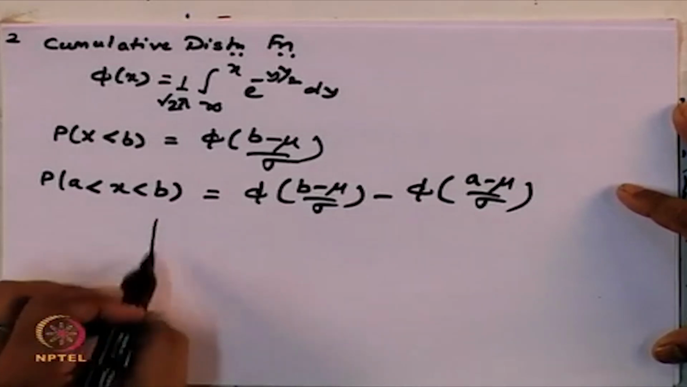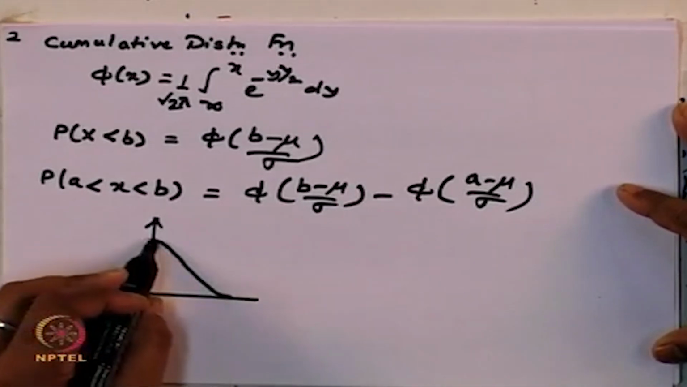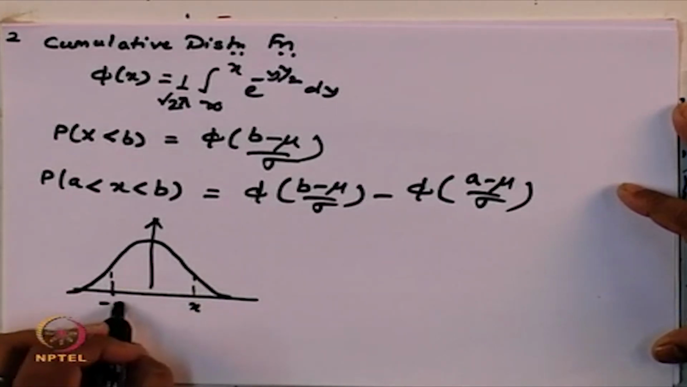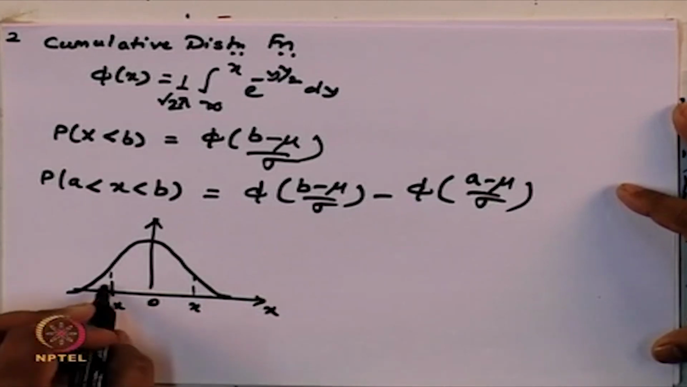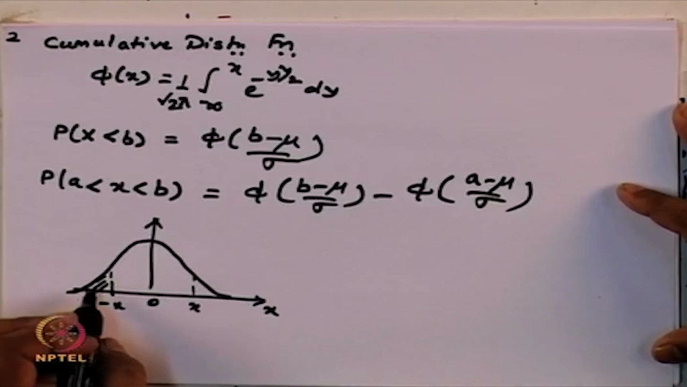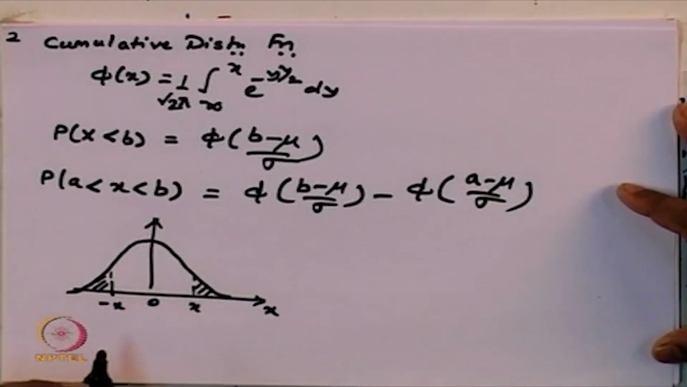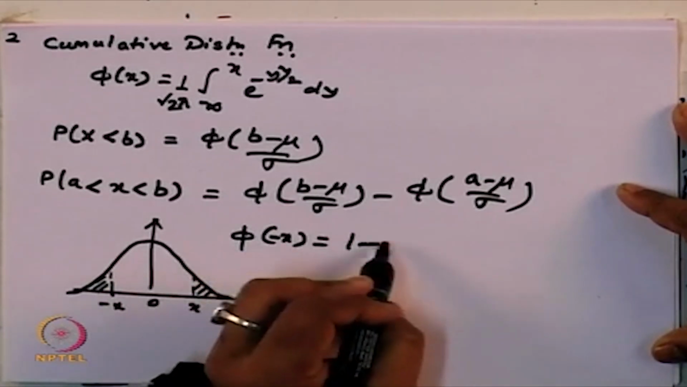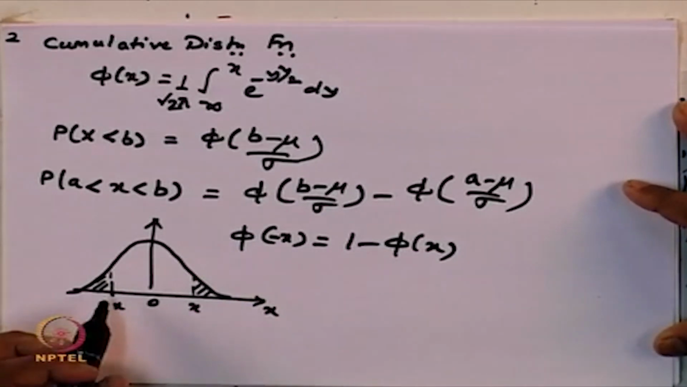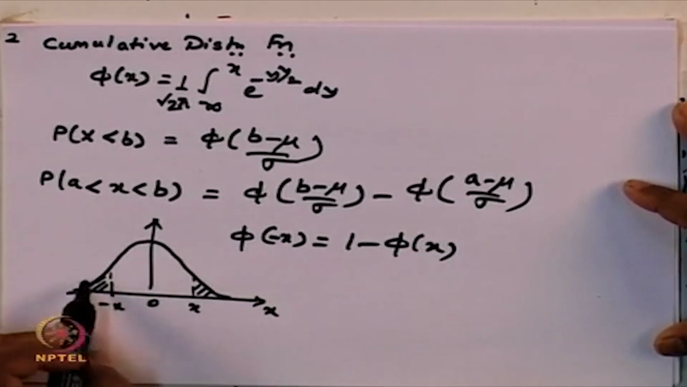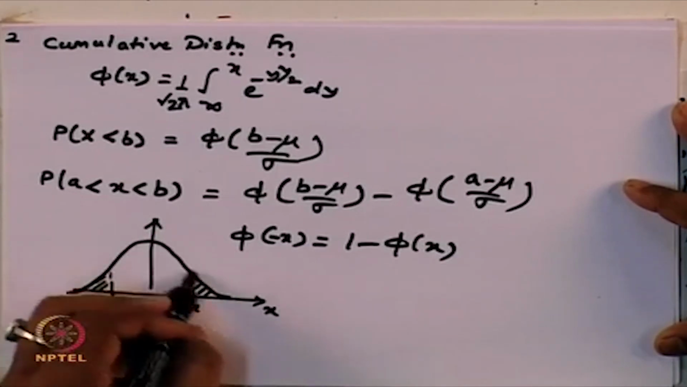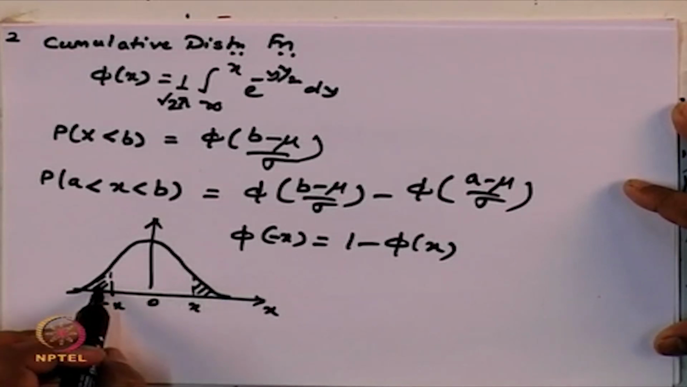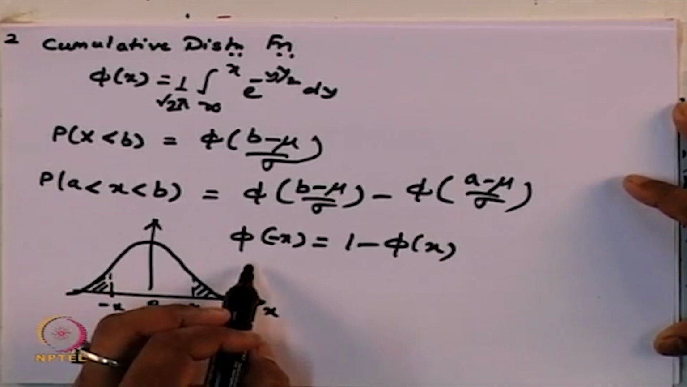One more thing, because your distribution is symmetric, let us say this is x and this is minus x, this is your origin. So, phi of minus x, which is this area, will be equal to this. So, you can write phi of minus x as nothing but 1 minus phi of x. You can visualize it from this plot. Phi of minus x is this area, phi of x is this entire area, and 1 is the entire area under the curve. So, 1 minus phi of x will give you this area, which is equal to this area. So, this is another useful expression to remember.